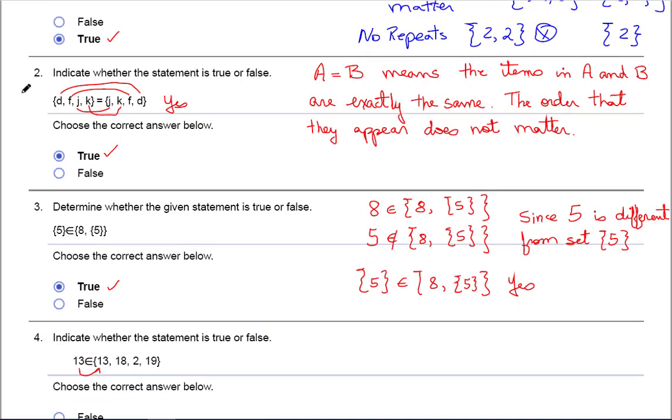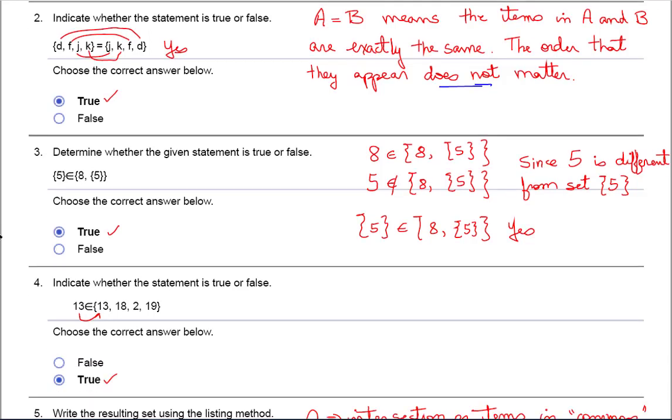In question 2, we have two sets. Both have 4 things in it. The question is, are they equal or not? Well, let's see. Is D in both sets? Yes. Is F in both sets? Yes. J, yes. K, yes. So they both have exactly the same things in it. Again, the order does not matter.